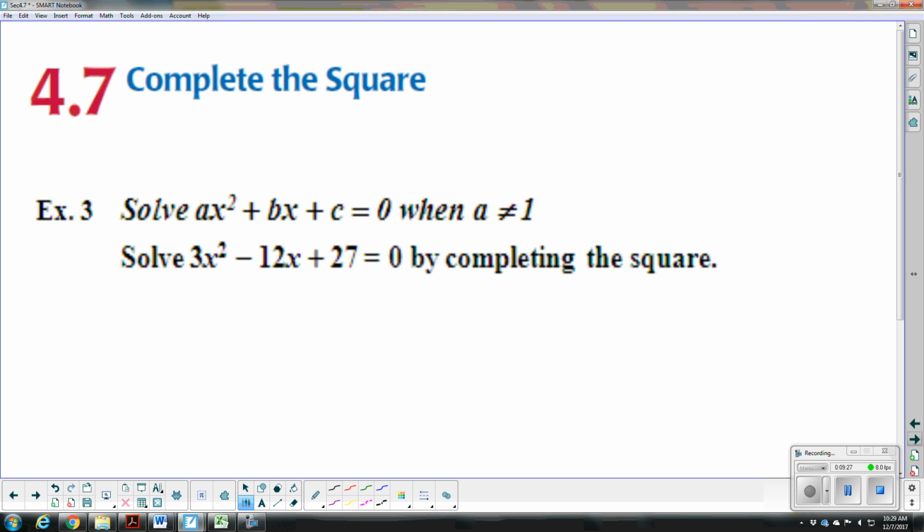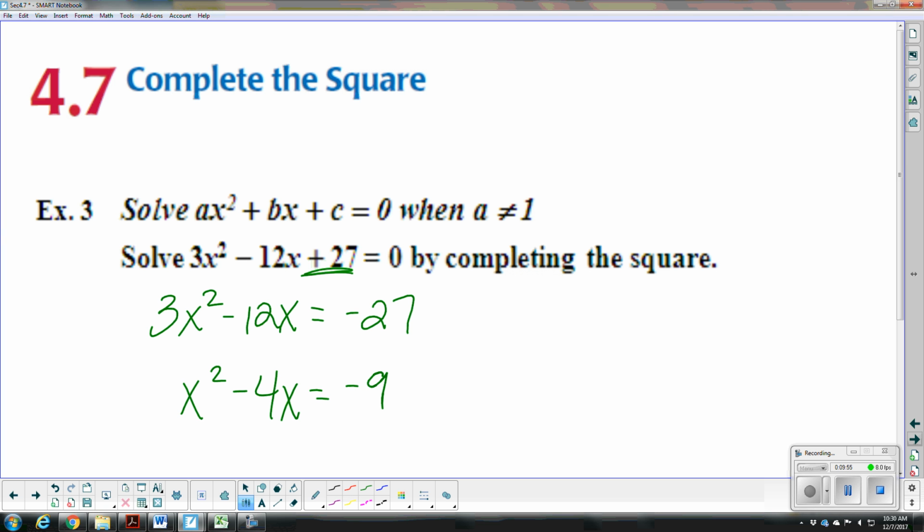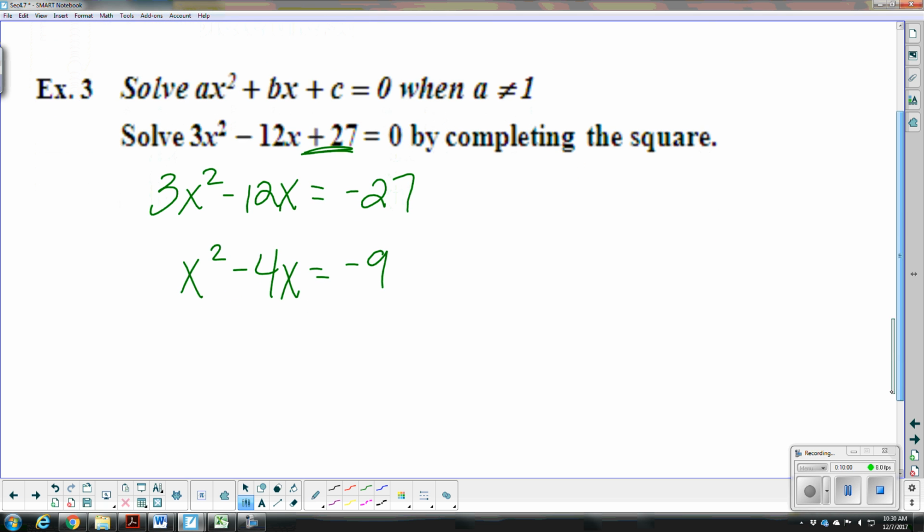So since we have an equation, we've got 3x squared minus 12x, and we have a c term, but it's not a perfect square, so we're going to move it to the other side, equals negative 27. And we want to get rid of that 3 in front of the x squared term by dividing each term in the equation by 3. So we get x squared minus 4x equals negative 9. Okay, now we can follow our steps for completing the square.